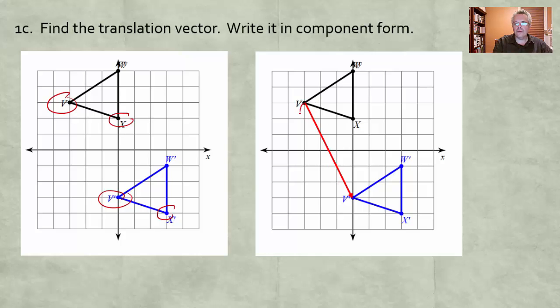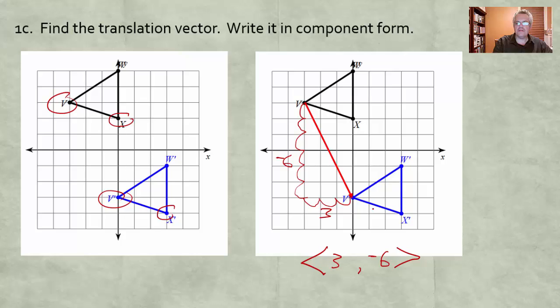I went down 1, 2, 3, 4, 5, 6. So I went down 6. That's going to be negative. And then I went over 1, 2, 3. That's positive 3 because we went to the right. So the vector, let's write the pointy brackets. First comes the x direction. We went 3 to the right. Second comes the y direction. When we went from V to V prime, we went down 6.